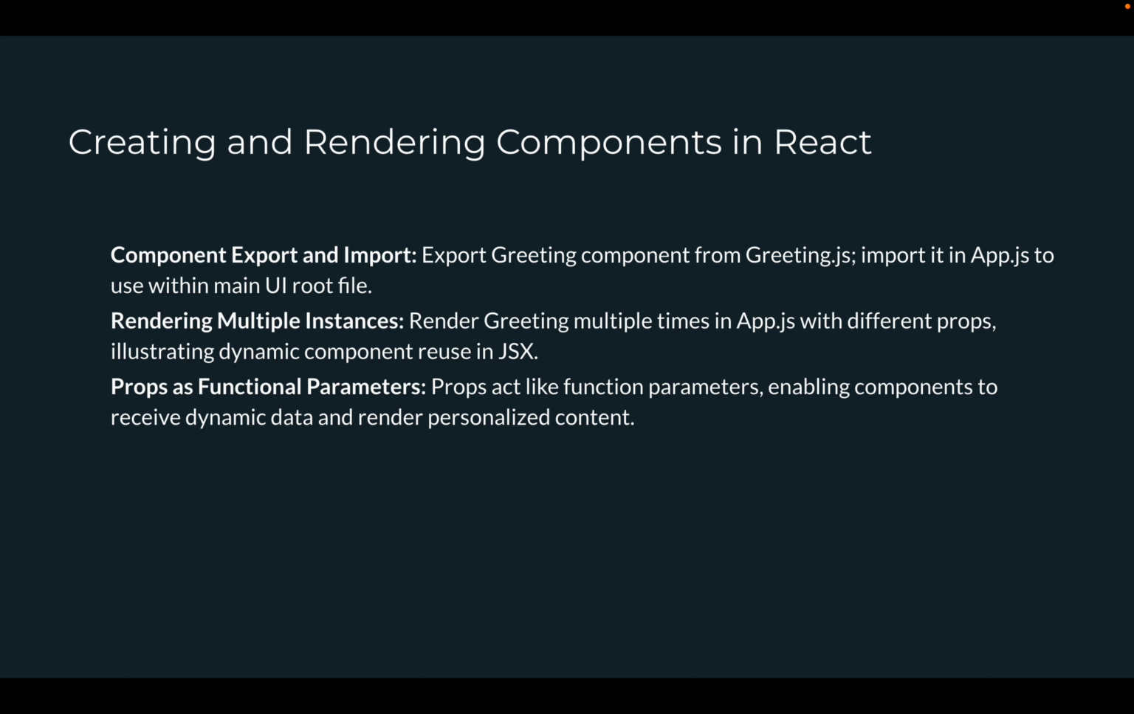Component export and import: export Greeting component from greeting.js. Import in app.js to use within the main UI root file. Rendering multiple instances: render Greeting multiple times in app.js with different props, illustrating dynamic component reuse in JSX. Props as functional parameters: props act like function parameters, enabling components to receive dynamic data and render personalized content.